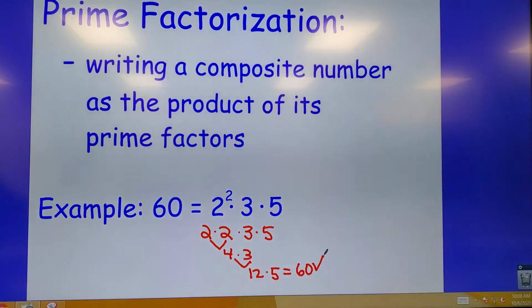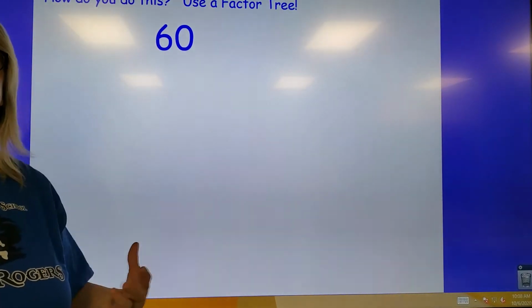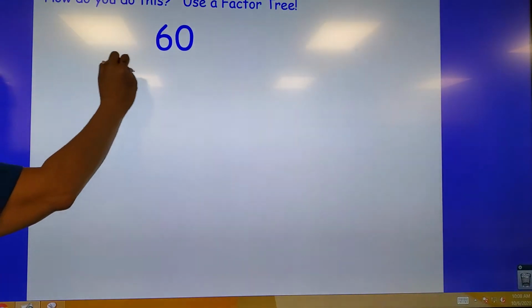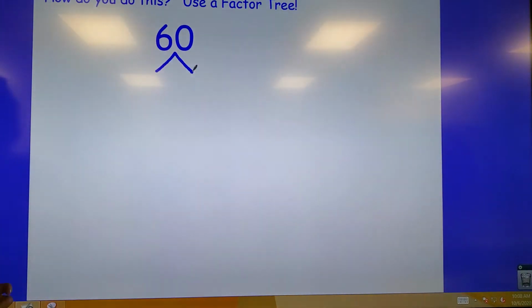So how do you know how to do this? Well, you use something called a factor tree, okay? So the way that you make a factor tree is you can only do 2 branches at a time. So we're going to start like this, and we want to think about 2 factors of 60.